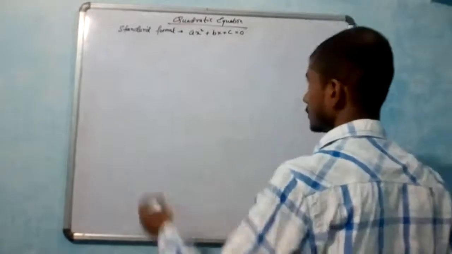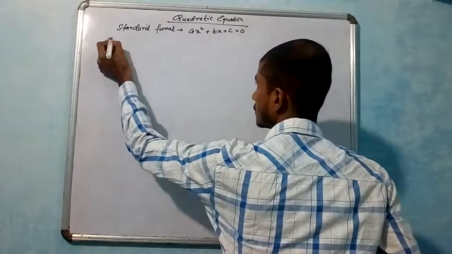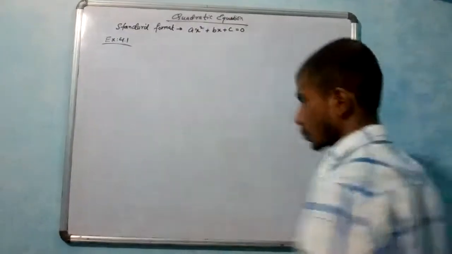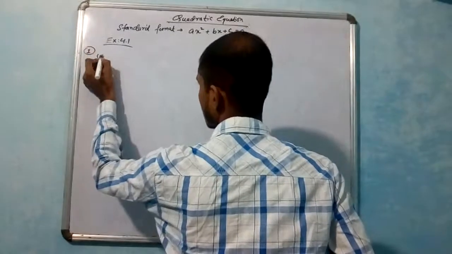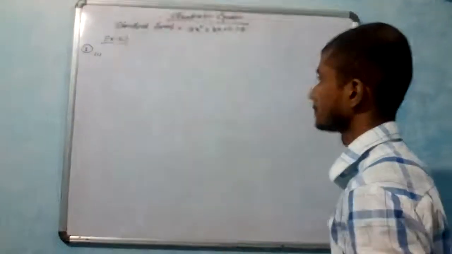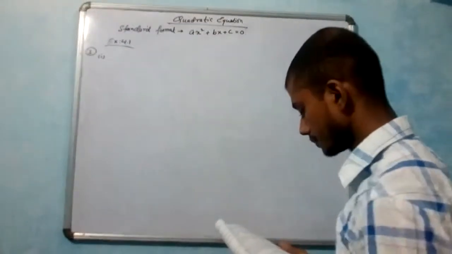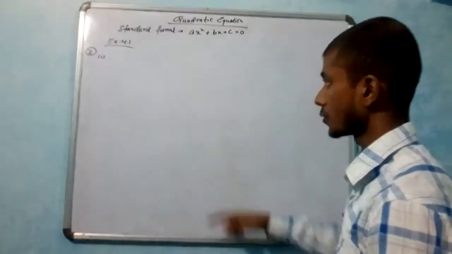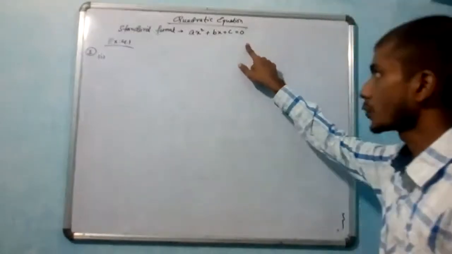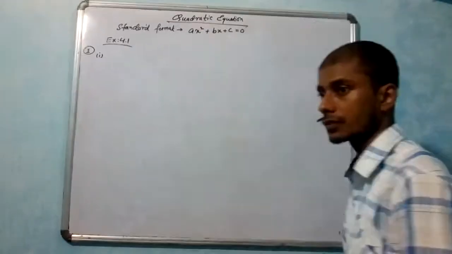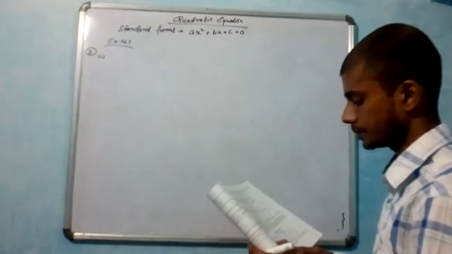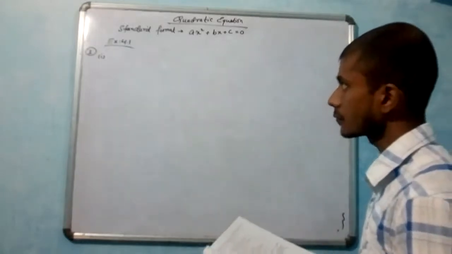So see exercise 4.1, the first question. Check whether the following are quadratic equations. So how to check these? We have to expand the given equations, and then we have to see whether it is in this form or not, or at least whether the degree of the variable is 2 or not. If the degree is 2, we will say yes, it is a quadratic equation. Otherwise, no. Fine.